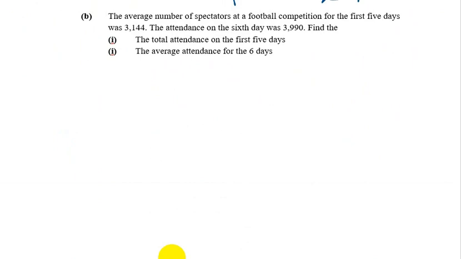Now the B part says that the average number of spectators at a football competition for the first 5 days was 3,114. The attendance of the 6th day was 3,990. Find the total attendance for the first 5 days. Then we should find the average attendance for the 6 days.